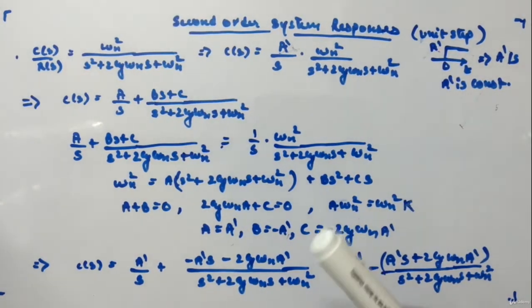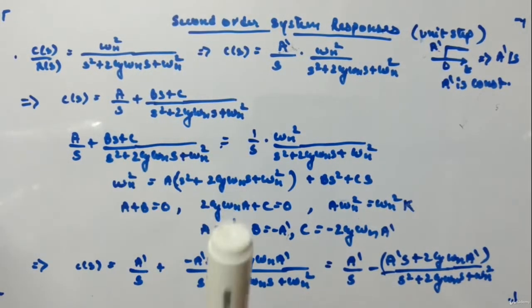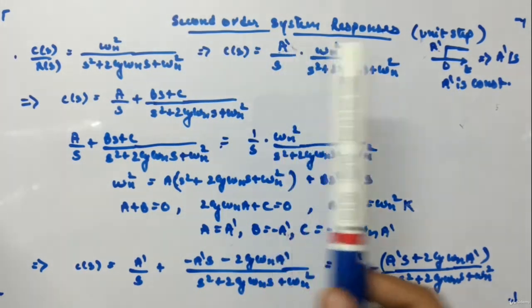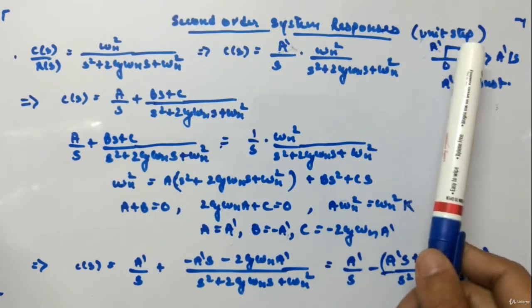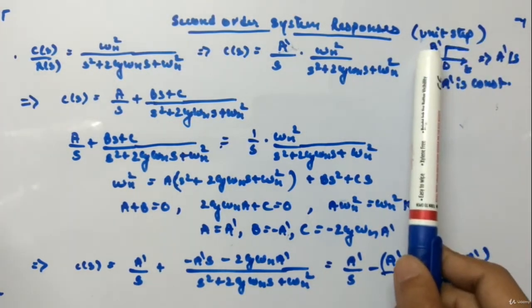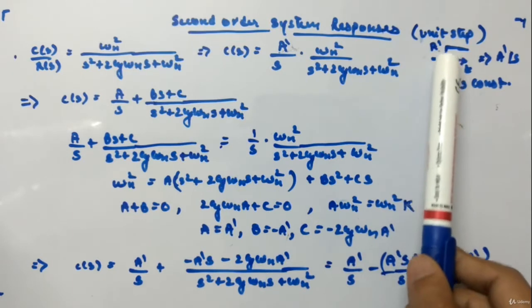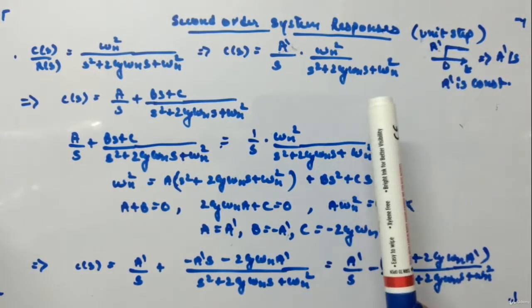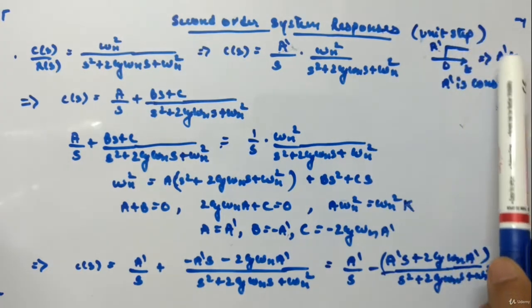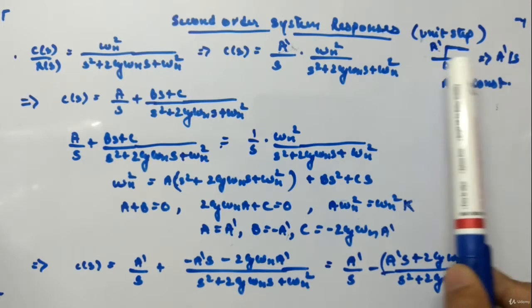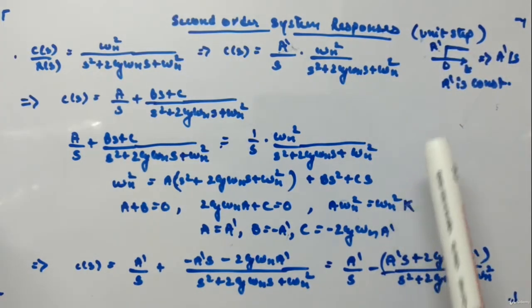So okay, in this part we'll be calculating the response of the second order system to the unit step input. Means the input will look like this, where A dash is a constant, the amplitude of the unit step signal, in the time domain. In the Laplace domain it will be A dash divided by s, where A dash is the amplitude of the signal.